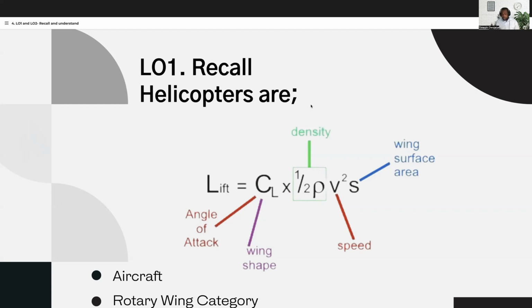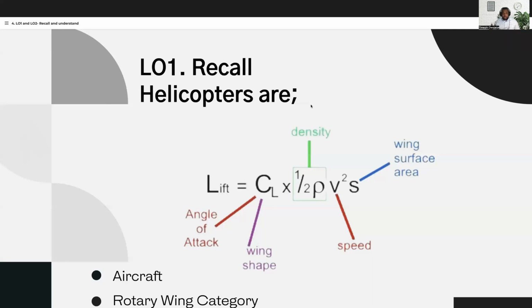Some of the factors for lift production include the wing area, which there's nothing that we can do about in a helicopter. In a fixed wing airplane, we could extend the flaps to increase that wing area. In a helicopter, there is nothing we can do to extend the wing area. With regards to air density, there's also very little that we can do to affect that, even though it plays a considerable role.